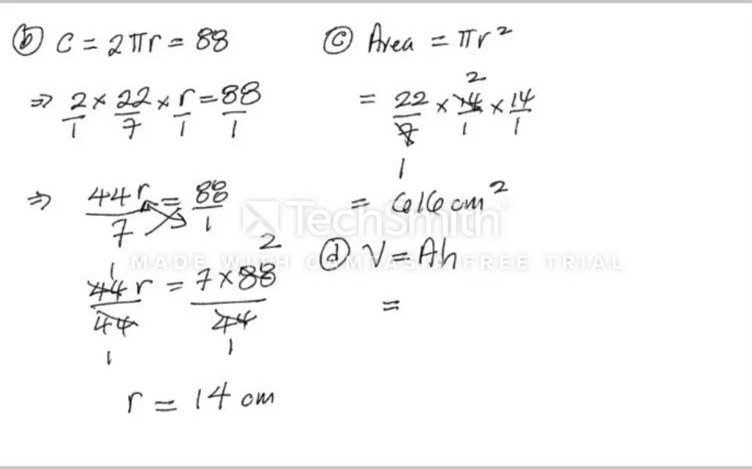We already calculated the area as what? 616, and the height of the cylinder is 100 centimeters. All right, so 616 times 100 is equal to 61,600, and this is centimeters cube. All right, so that's C and D.